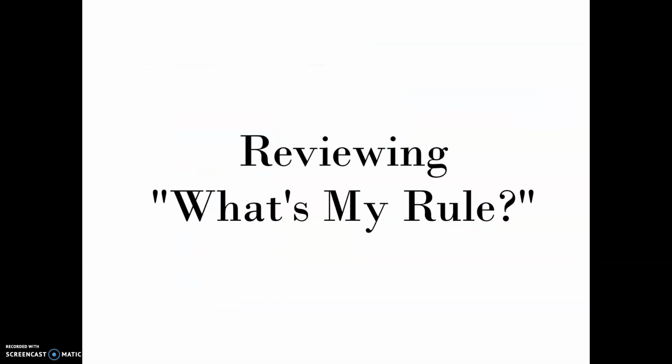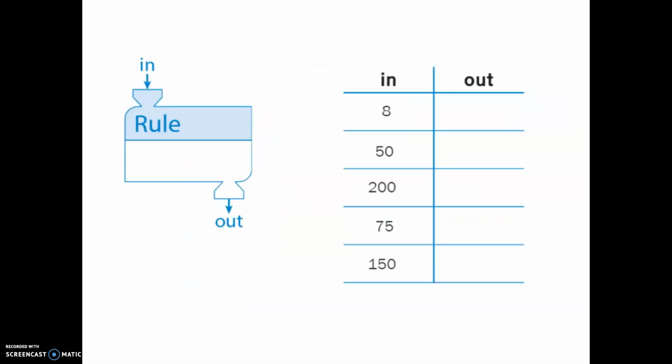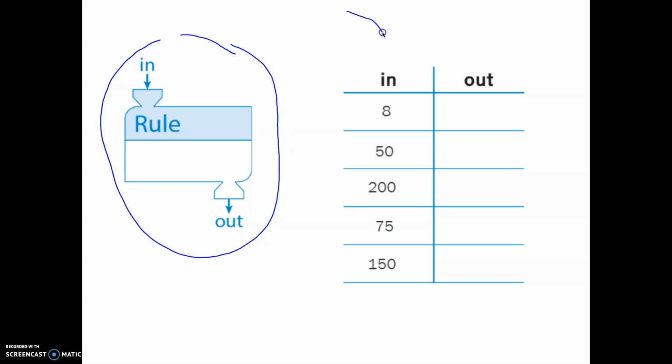Let's review. What's my rule? I say review because I know you've done this in 2nd grade and you've done this in 1st grade. So the rule would be written here. Whatever is here in the rule, that's what you have to do to the ins. All right? So I'm going to say the rule is times 2. So I have to apply that rule to every number in my ins to get my out.